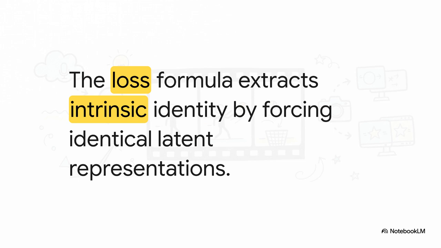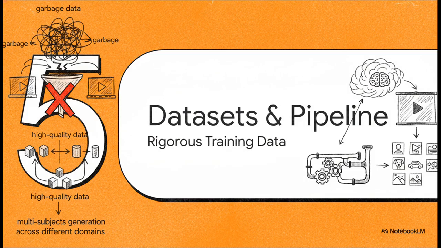This specific loss function is the mathematical secret sauce that makes the visual style decoupling actually work in practice. Section 5, Datasets and the rigorous training pipeline.